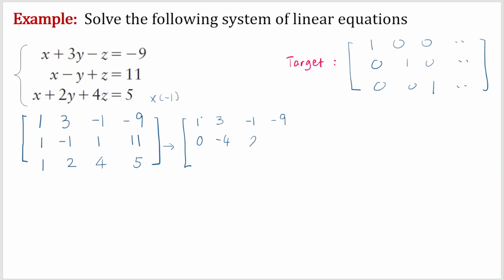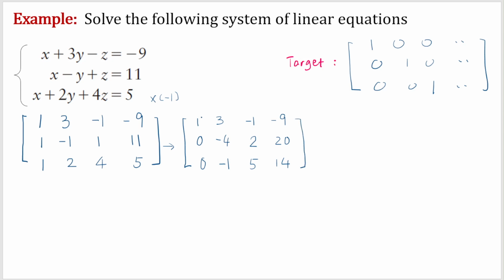And then this number becomes 2. Then -9 times -1 is 9, and 9 plus 11 is 20. Then we can also use the first row times -1 added to the third row, and the third row becomes 0, -1, 5, and then 14, right?